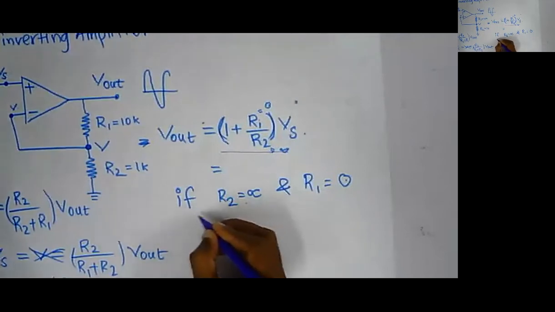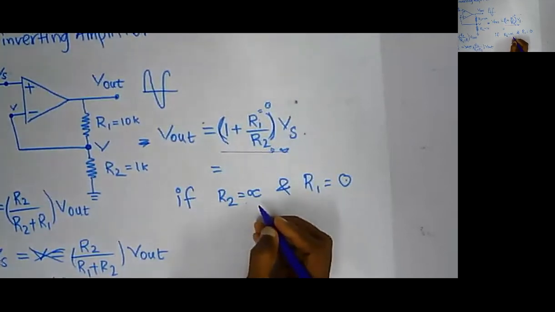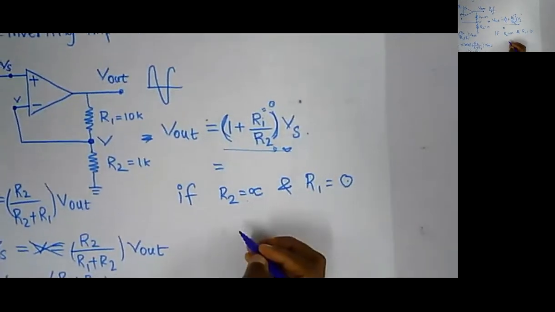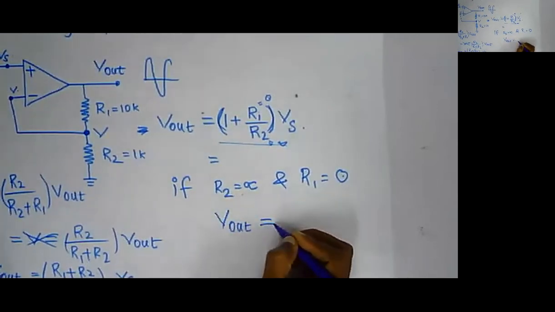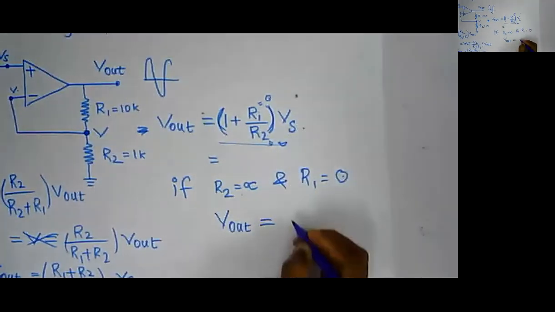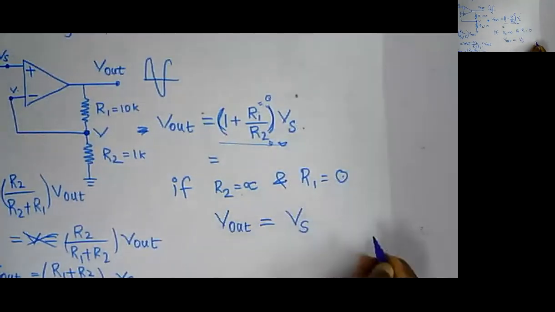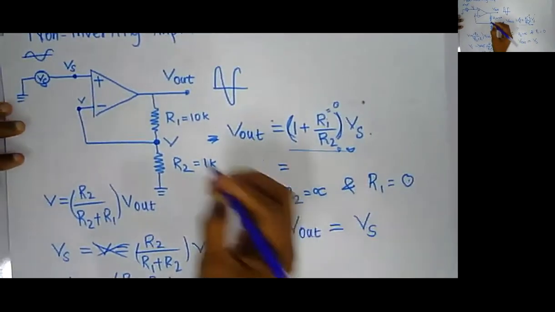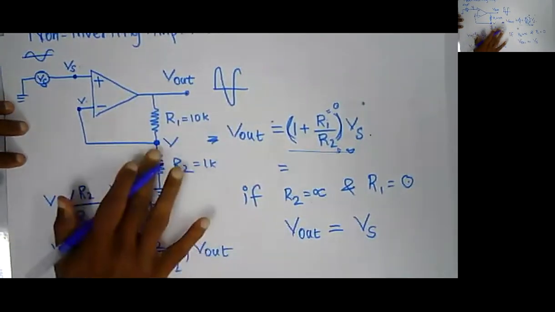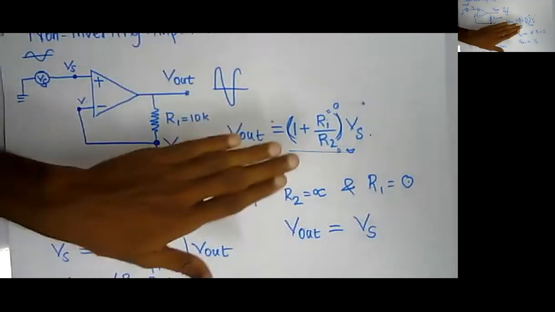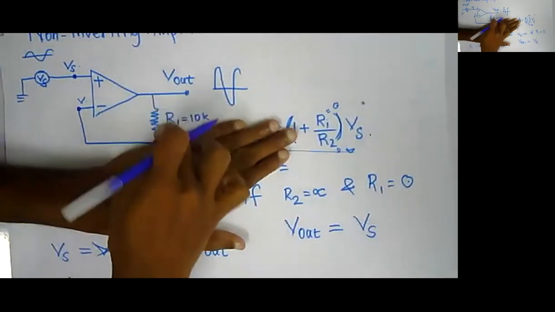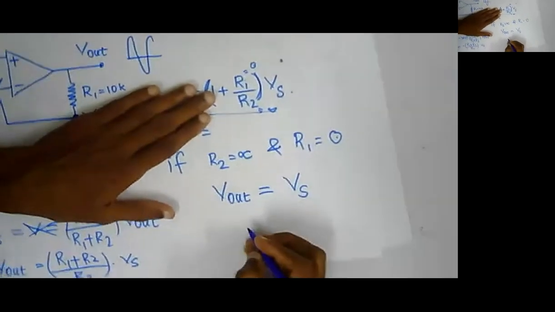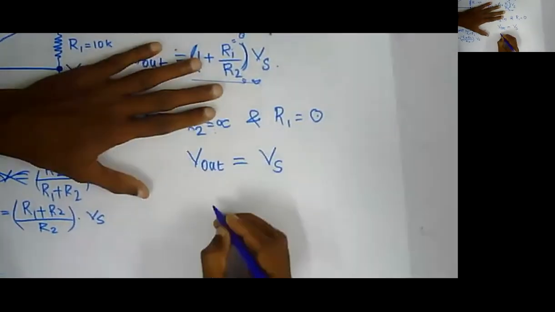So I can write that if R2 equals infinity and R1 equals 0, my V out is going to be 1 plus 0 times Vs, or directly Vs, right? If I mark that in this circuit, R2 infinity means that branch is completely removed, and R1 is 0 means that has to be a short circuit, right? So I'll redraw the circuit somewhere here.